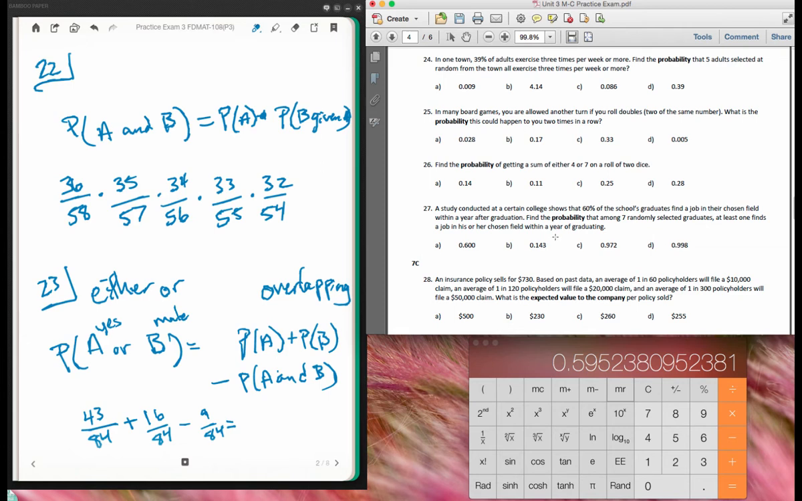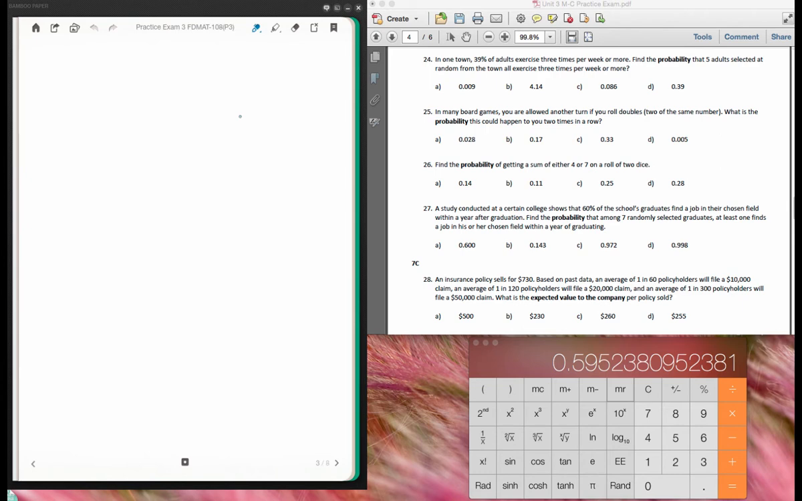24. In a town, 39% of adults exercise 3 times per week or more. Find the probability that 5 adults selected at random from the town all exercise 3 times per week or more. Okay, so first off, is this probability an and? Probability of 5 selected at random from the town all exercise 3 times. So this is an and, even though the "week or more" could throw you off. So you have to make sure you read it carefully. So we're looking for an and.